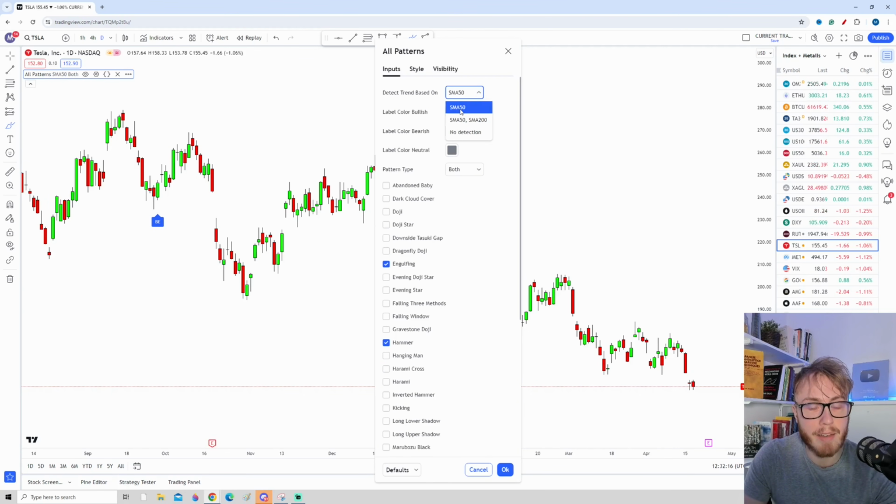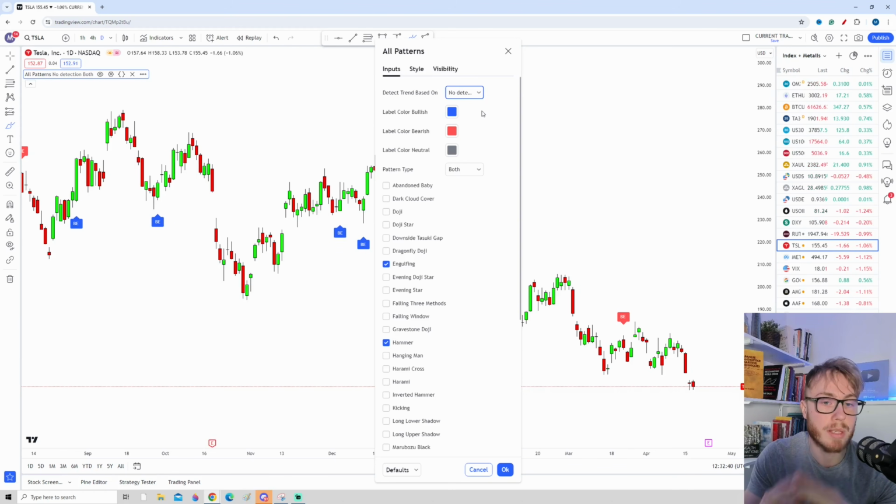And this is basically a filter. So right now the indicator uses a simple moving average, SMA 50, which means that it's a simple moving average that bases its calculations on 50 days. And I actually recommend to keep this setting, because if we use no detection, you will realize that we will get many more signals here on the chart, and many of these signals will be false. Because when you have no detection, the indicator will use no filter and you will get many false signals. So I actually do recommend to keep the SMA 50 right here.